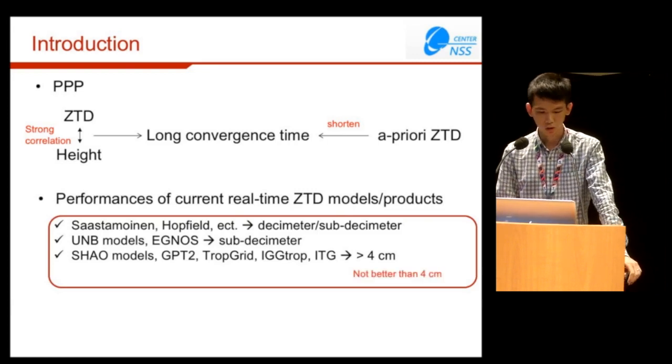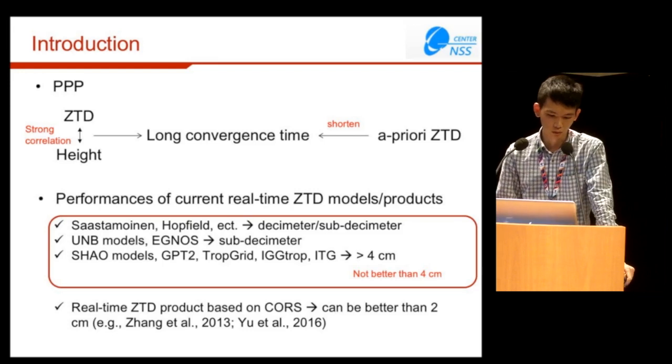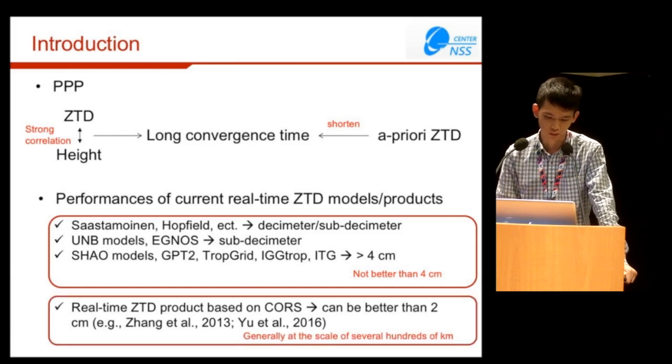And there are also a lot of studies focusing on generating real-time ZTD products based on CORS networks. They can provide ZTD with accuracy better than 2 centimeters, but most of the studies are generally at a scale of several hundreds of kilometers.